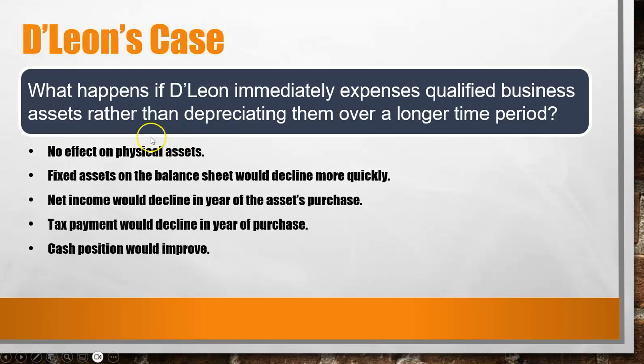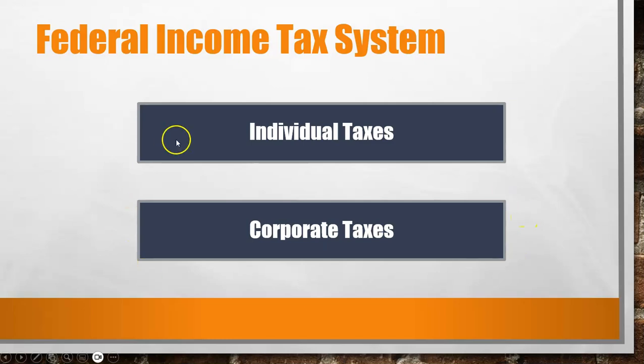What happens if DeLeon immediately expenses qualifying business assets rather than depreciating them over a longer term? No effect on physical assets. Fixed assets on the balance sheet would decline more quickly. Net income would decline in the year the assets are purchased. Tax payment would decline in the year purchased. Cash position would improve. So that's why you hire a tax accountant to look at those things and help you decide how to do it.